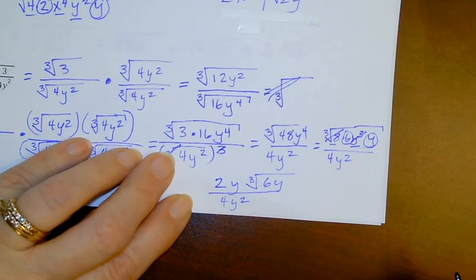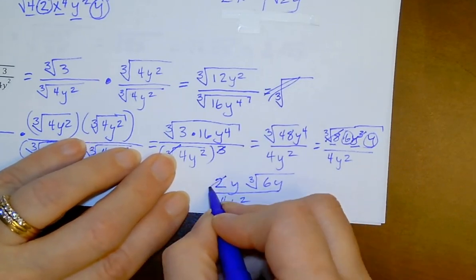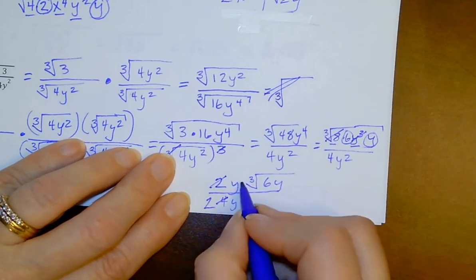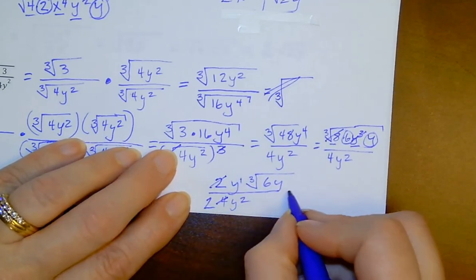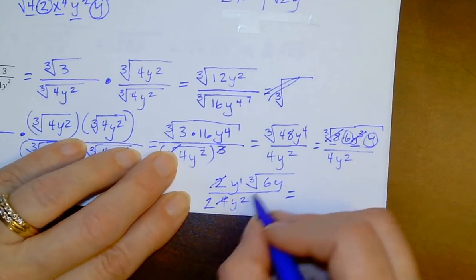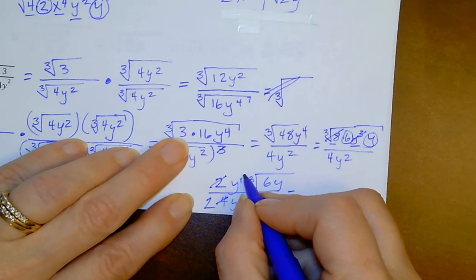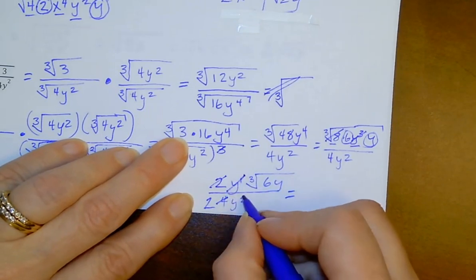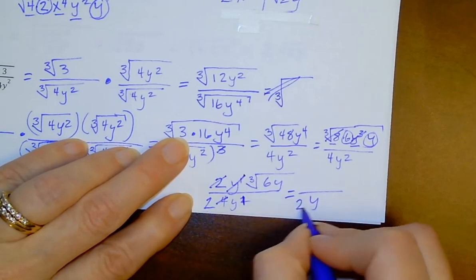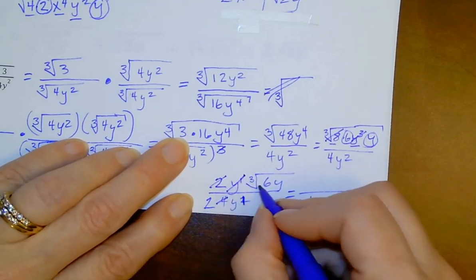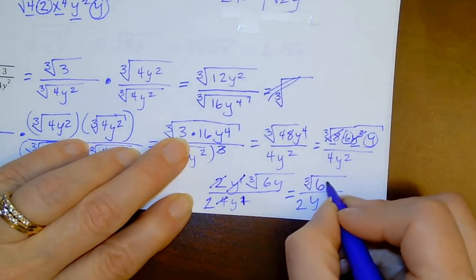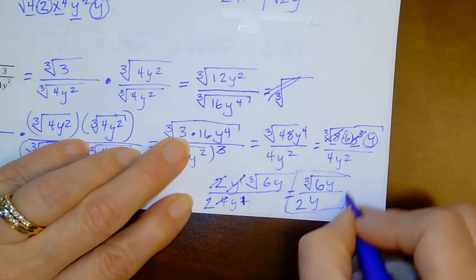I am nearly done. 2 goes into 2 one time. 2 goes into 4 2 times. And I have y to the 1 over y squared, which leaves me with a single y in the denominator, right? So y to the 1 over y squared is going to leave me with just y in the denominator. But I also have 2 in the denominator, 2y. And then up top, all I've still got is the cube root of 6y. So woof, that was a lot.